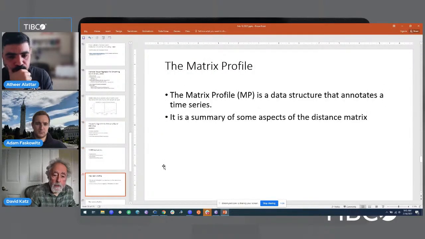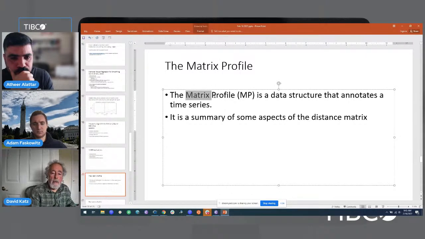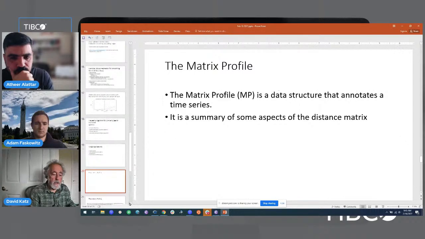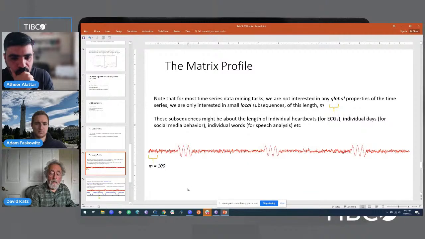I think I duplicated that slide. Basically, it creates a matrix profile which annotates a time series, right? It adds some information to a time series, and it looks like this.